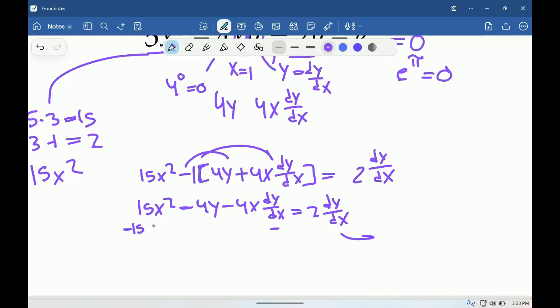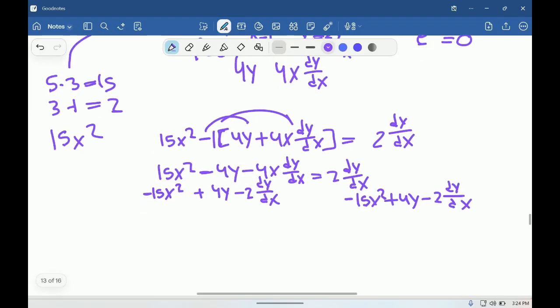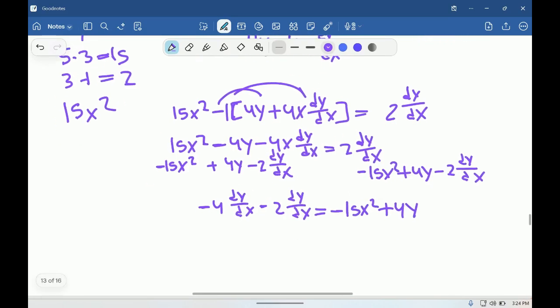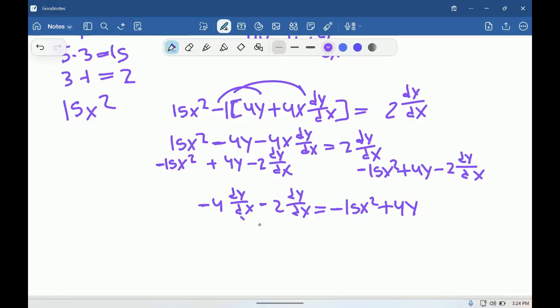So, -15x² plus 4y minus 2 dy/dx. Same thing over here. -15x² plus 4y minus 2 dy/dx. And we're going to get -4x dy/dx minus 2 dy/dx, which equals -15x² plus 4y. And we're going to want to factor out the dy/dx's.